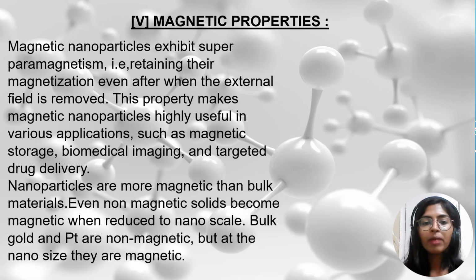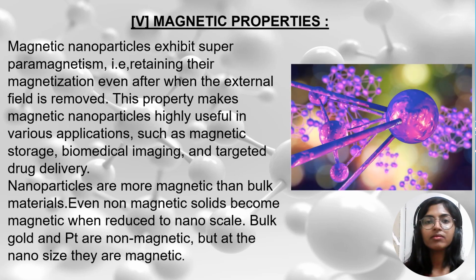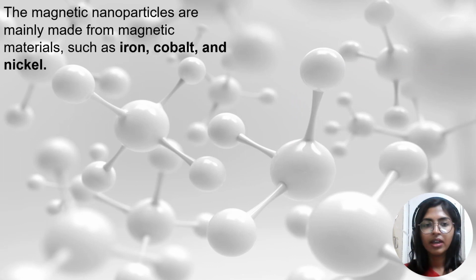Nanoparticles are more magnetic than bulk materials. Even non-magnetic solid materials become magnetic when reduced to nanoscale. For example, bulk gold and platinum are non-magnetic, but at nano size they turn magnetic. The magnetic nanoparticles are mainly made from magnetic materials such as iron, cobalt, and nickel.